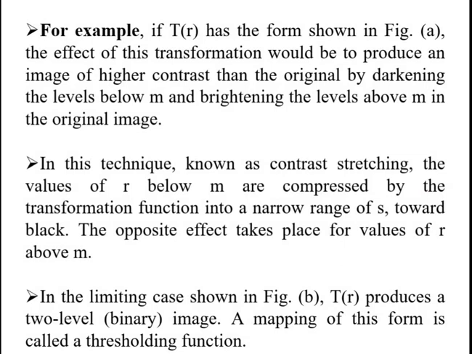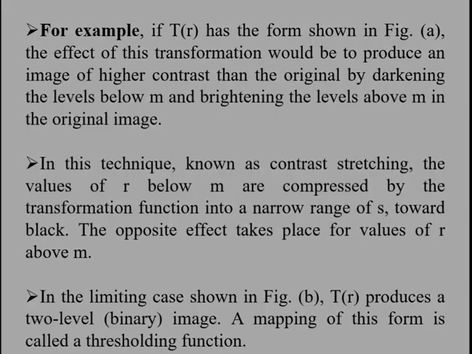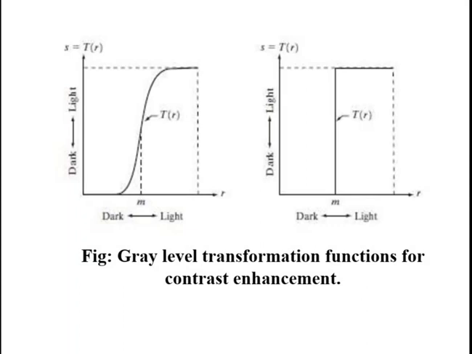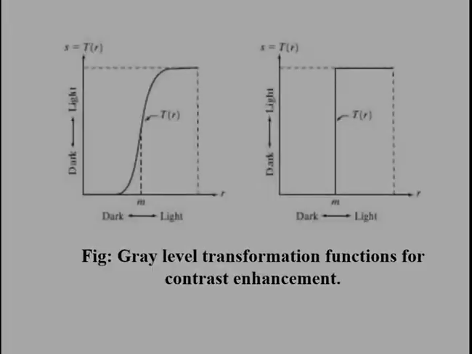In the limiting case shown in figure B, T of r produces a two-level, that is, a binary image. A mapping of this form is called a thresholding function. The figure shows the gray level transformation functions for contrast enhancement.